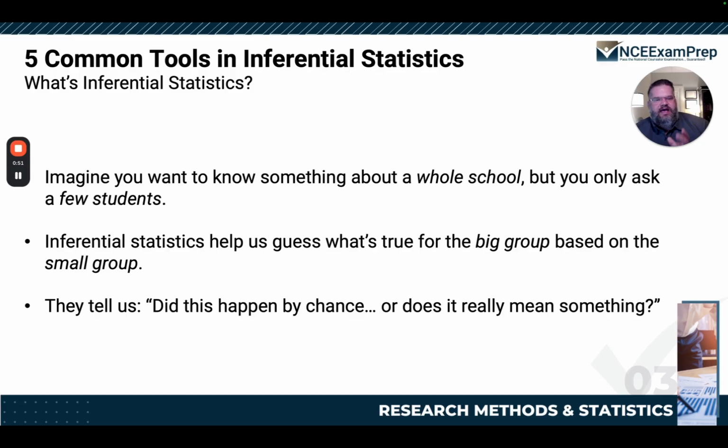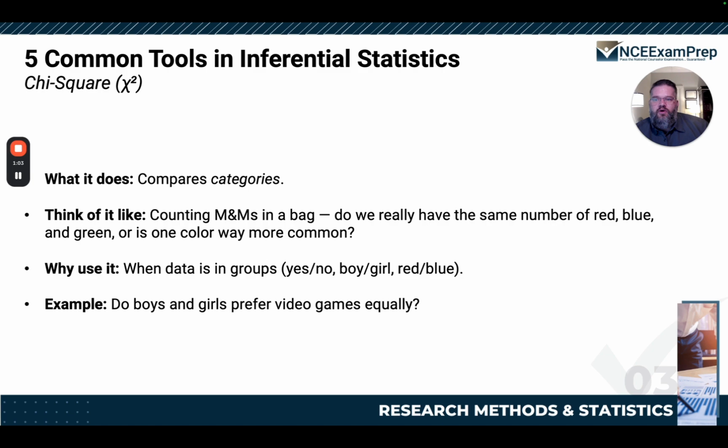They tell us, did this happen by chance, or did this really mean something, right? And so we take the data that we have, we run it through some formulas, and then we can make these inferences about the group as a whole.